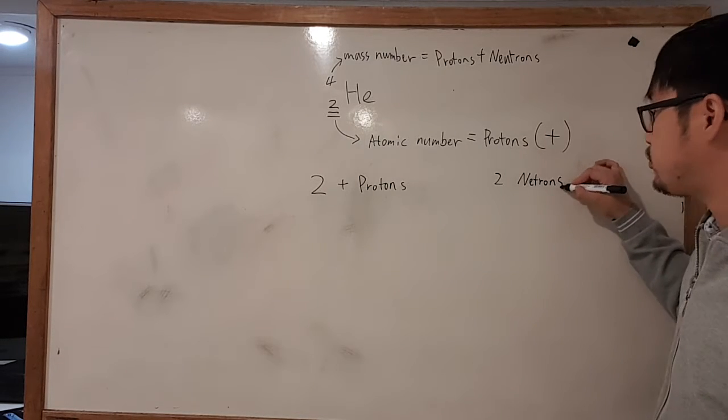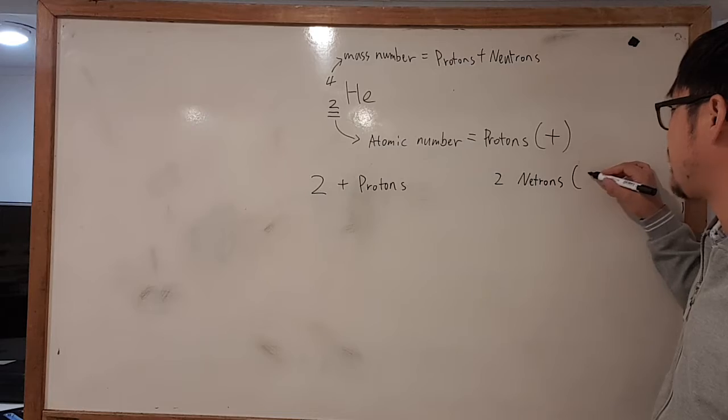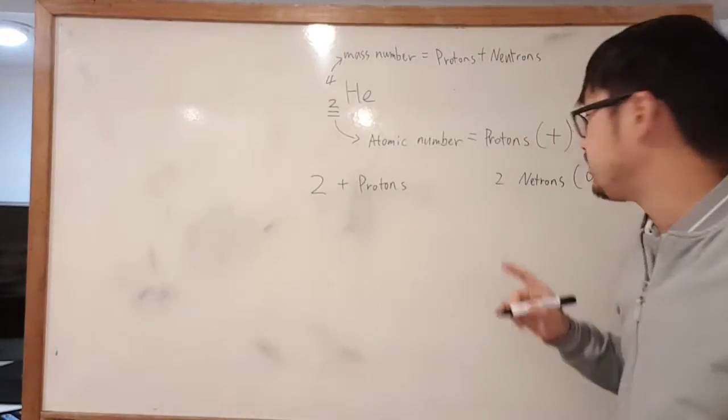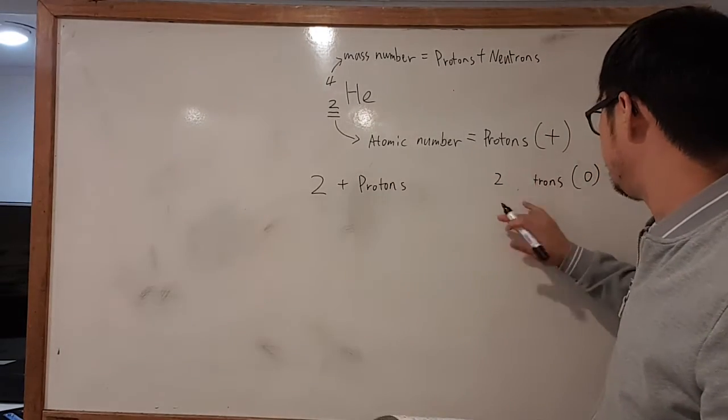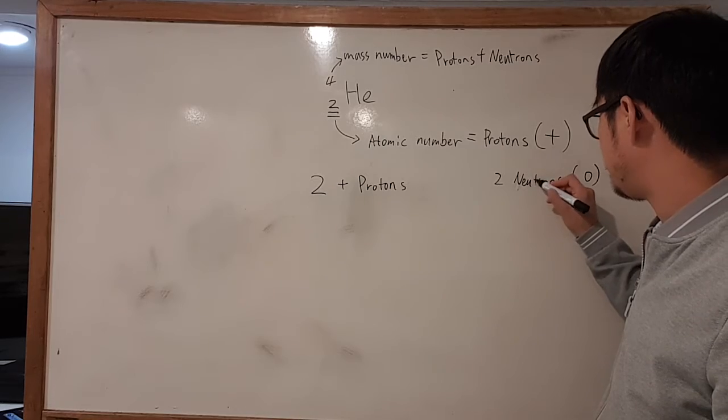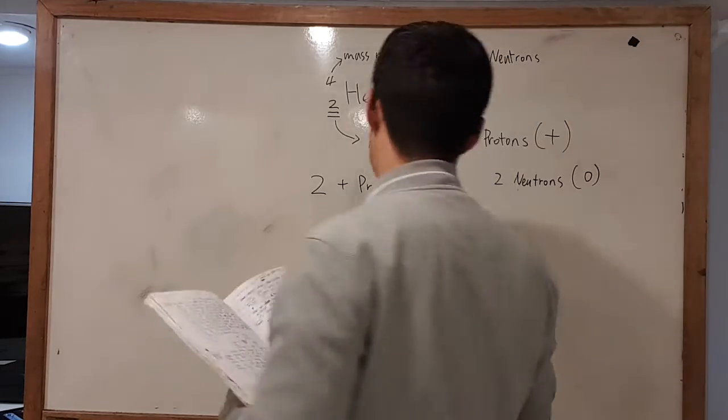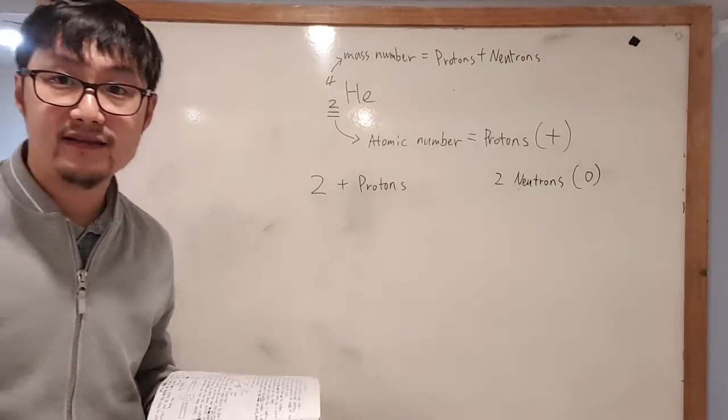And a neutron is neutral, so there's no charge. That's 0 charge. Even though it's heavy, it does not have any charge. Okay, I spelled it wrong. Neutron, N-E-U-T-R-O-N. Cool.